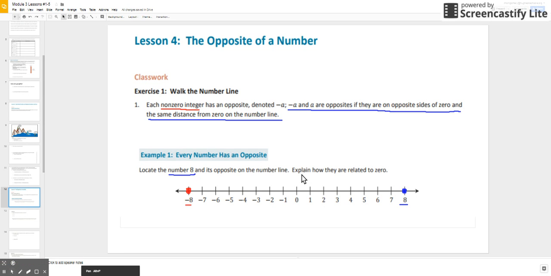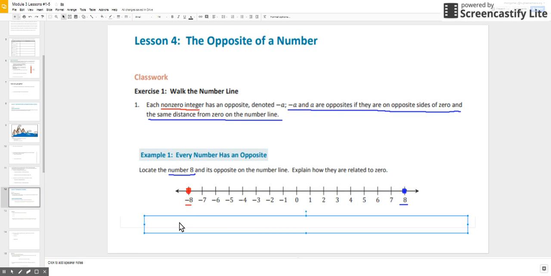Now it says explain how they are related to 0. A lot of people are just skipping over this part. Remember, you have to make sure we're explaining. This is the big part of understanding. So we say 8 and negative 8 are the same distance because they're both 8 units from 0, but on opposite sides. Let's just use sides. I like sides better.